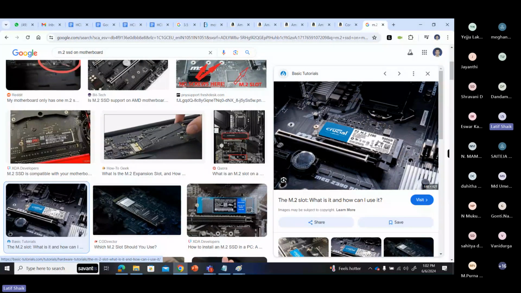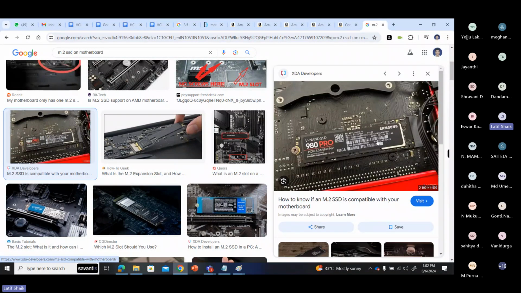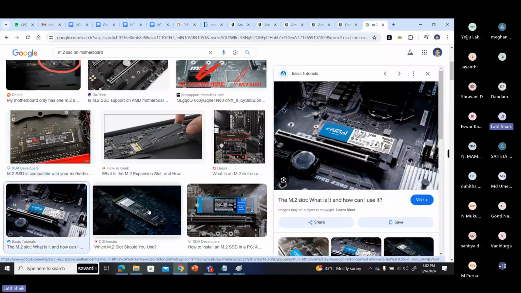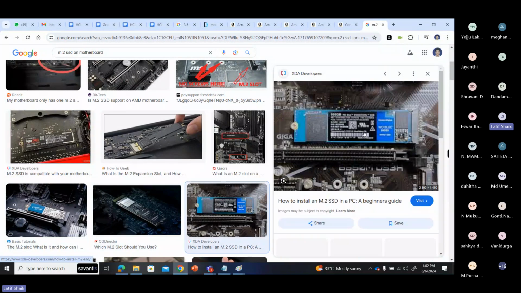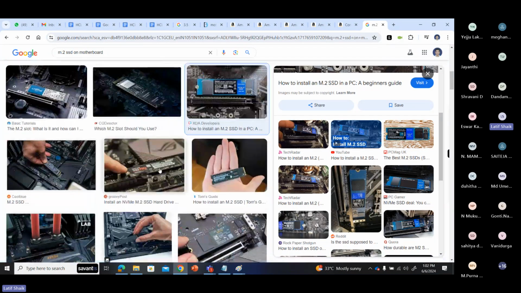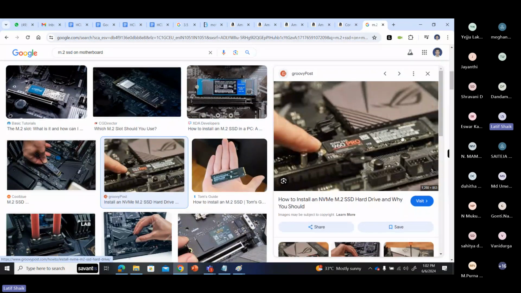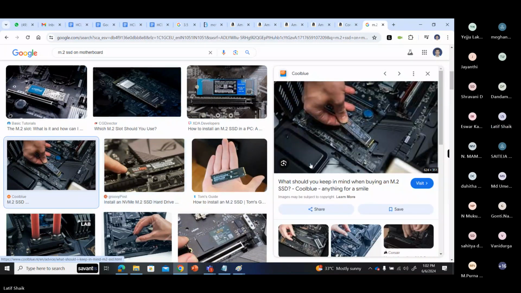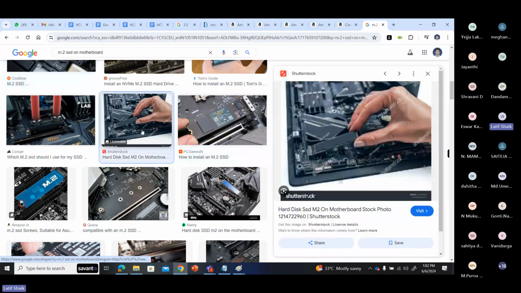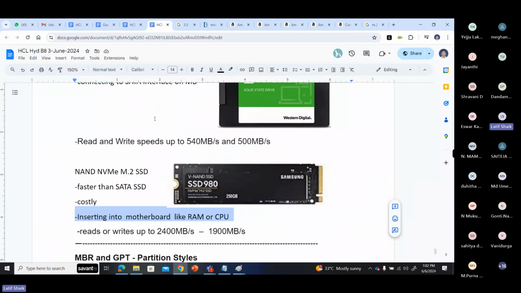Which one you want, it is better to choose yourself. This is directly connected to your motherboard, either a laptop motherboard or a desktop motherboard. It is simple, just like how you connect your RAM.